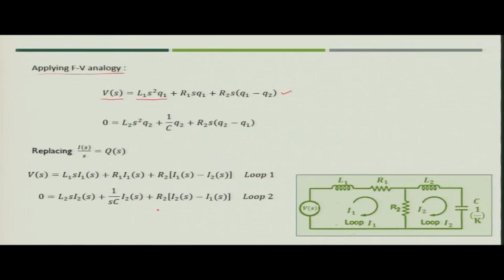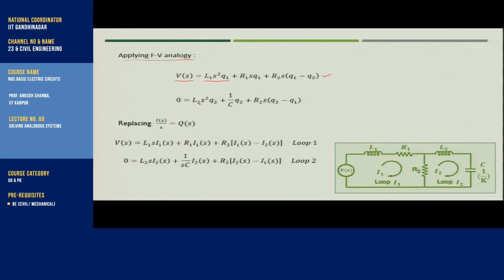Similarly, for the second equation you can write 0 equal to L2 S square Q2 plus 1 upon C Q2. So, for K you will write 1 upon C, plus R2 S (Q2 minus Q1).